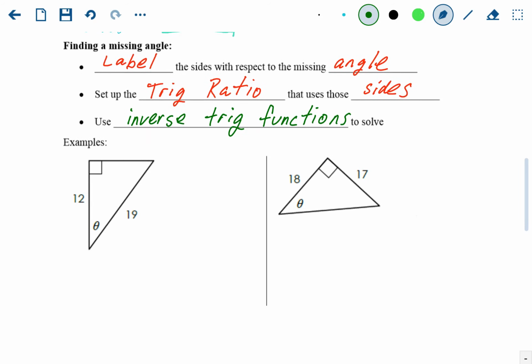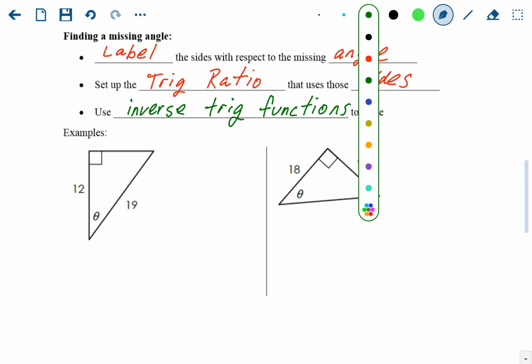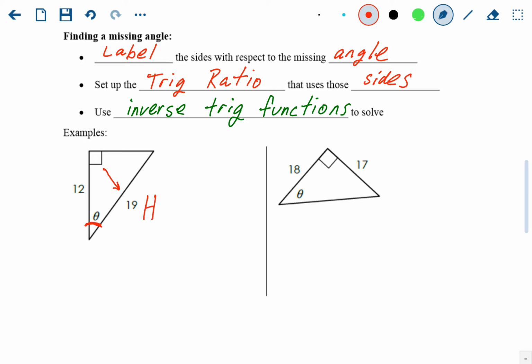Alright, so in these two examples, we have a missing angle. It's labeled theta. You want to label the sides that you do know. So on both of these we have a missing angle and we have two known sides. In this problem, the known sides, well, we know the one across from the right angle, that's always the hypotenuse. The one across from the missing angle is opposite. We don't know that one, but I'm still going to label it. So if that's opposite and that's hypotenuse, that means this last side has to be adjacent.